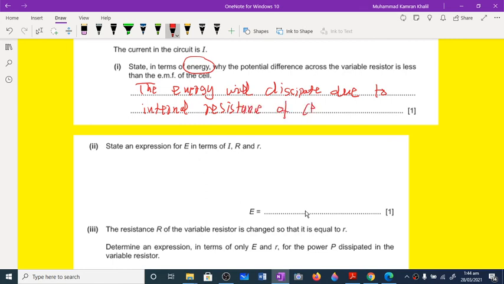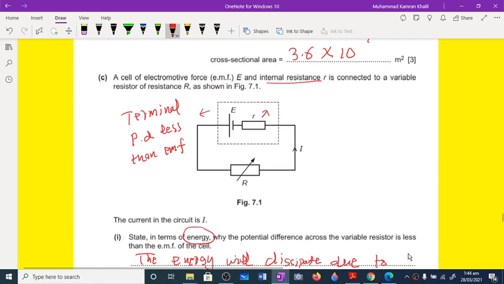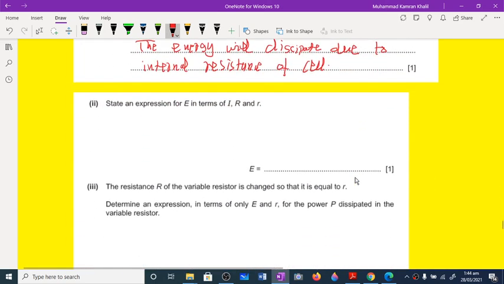Now as you can see in the diagram, this is a series combination. So the total EMF will be divided into two parts. The current will remain the same. So we will write down the formula: E is equal to I into R plus r, because there are two resistances which are attached. Now we will use this formula in the next part as well when we are required to calculate the value of the power.